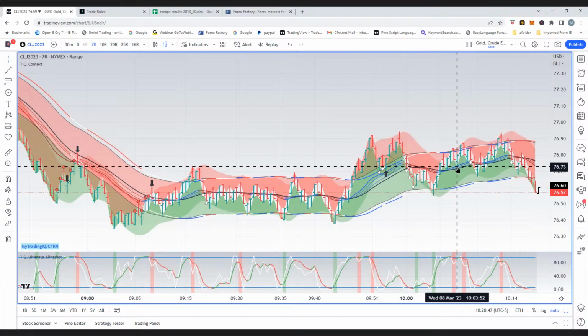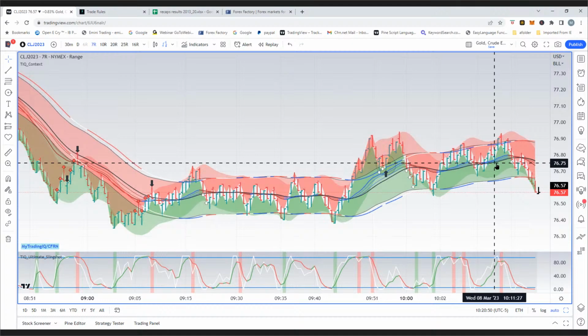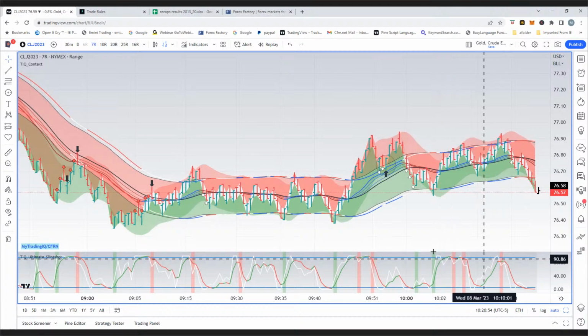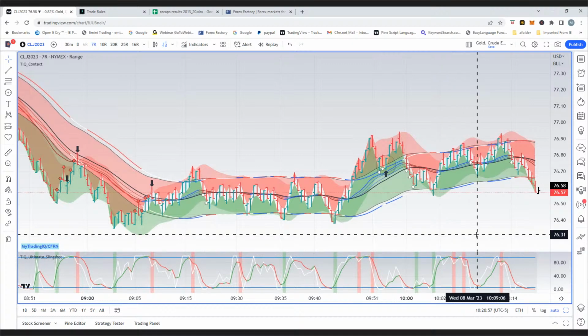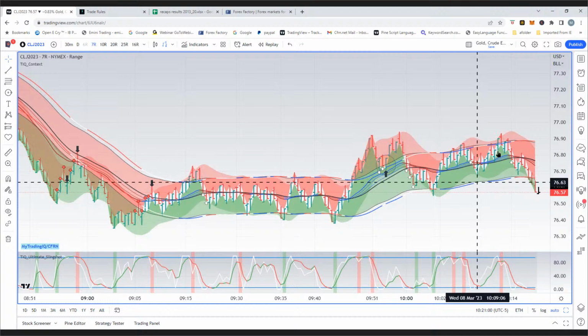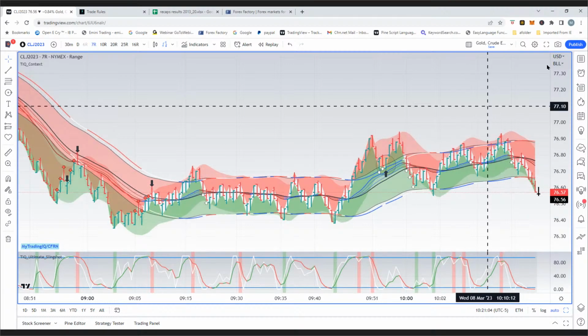A pullback down, test of the ribbon, and an up close is a trade. Same thing right here. The black line is in the green on the bottom. A pullback, test of the ribbon, and an up close is a trade. You don't even need to look at the slingshot for that. If the long-term direction is right, then that's all you need.